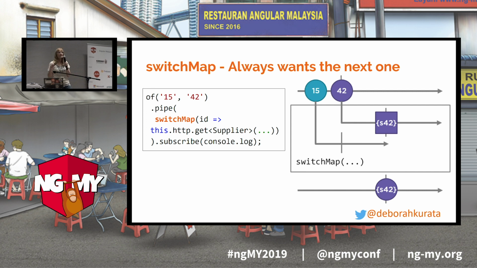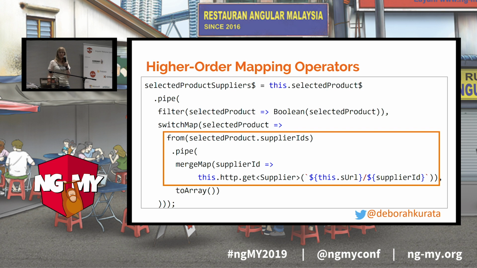So in our example of trying to get suppliers for a product, which one would you guess we would want to use? mergeMap, yes, thank you. So here it is. I'm pulling my supplier IDs. I'm using mergeMap because I want to get them all, and I don't really care what order they're in, and I want it to be quick, so I want them all to run in parallel.